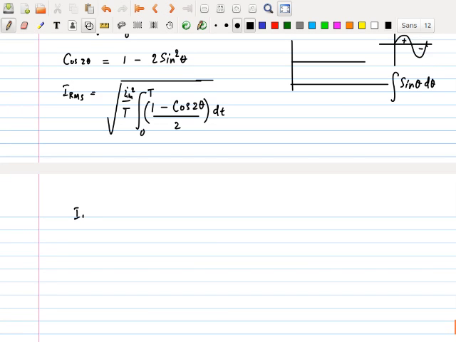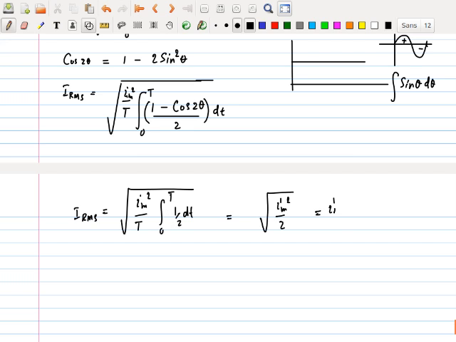here I would get IRMS is equal to root of Im squared over T, and from here I would get 0 to T, I would only get half dt. Now half dt is equal to what? Capital T over 2, right? So capital T over 2, I would get root of Im squared over 2, right? If I integrate it, what is this? Im over root 2. So the way you are going to convert a regular AC waveform with a maximum value of Im into RMS is by simply dividing by root 2, right?